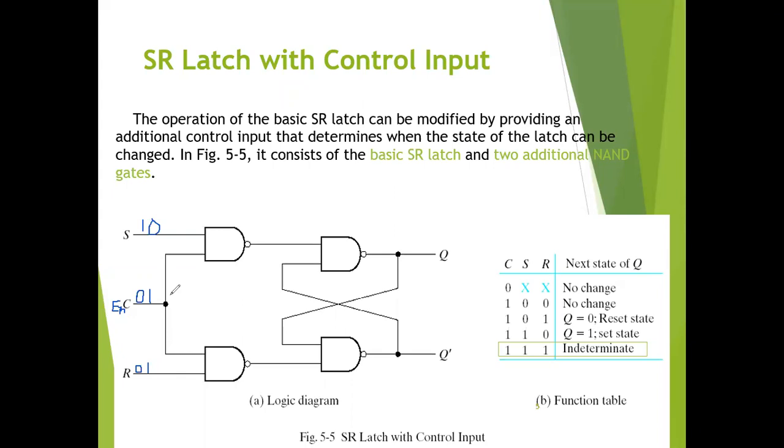The control input disables the circuit by applying 0 to the enable signal or the control input, so that the state of the output does not change regardless of the values of S and R. No matter how many times we change the values of S and R, if the value of enable input or control input is 0, the outputs Q and Q' will not be changed until the value of the enable signal goes from 0 to 1.